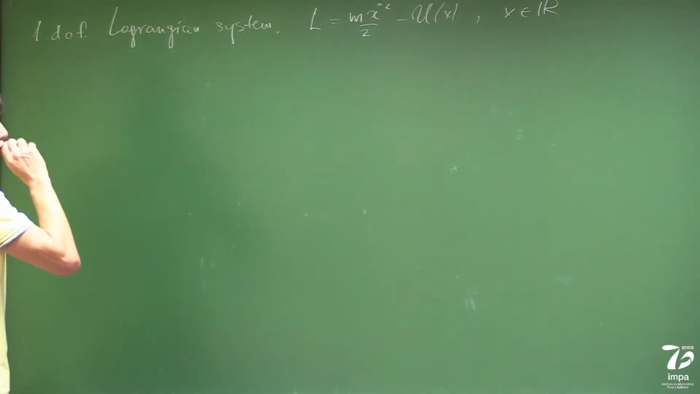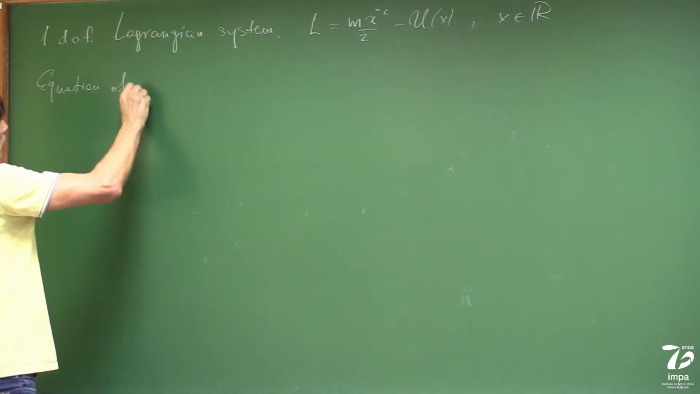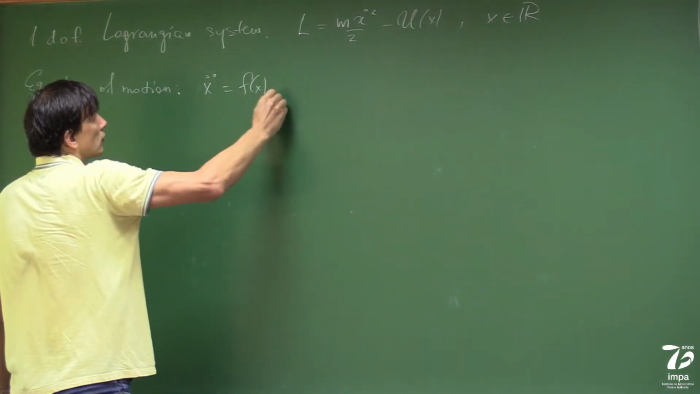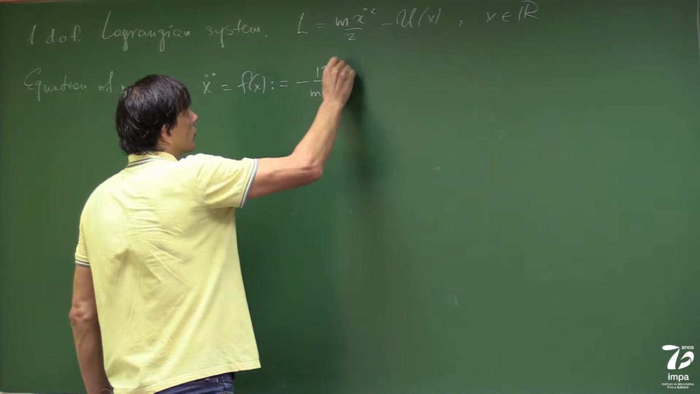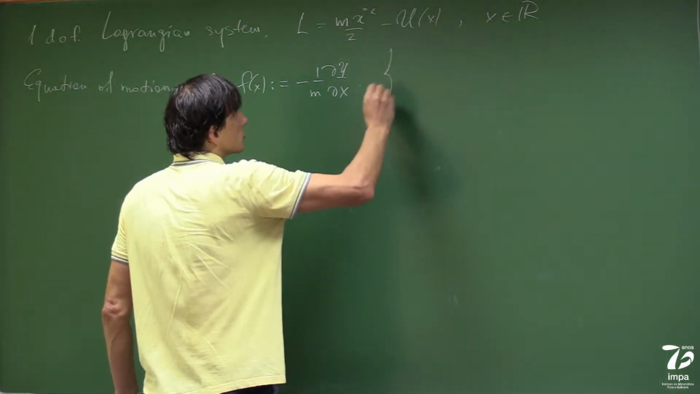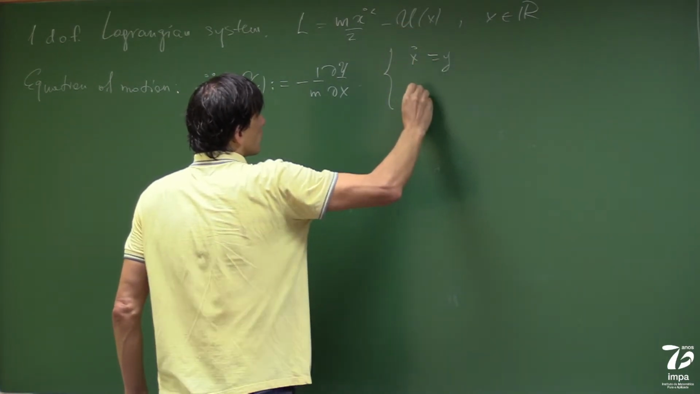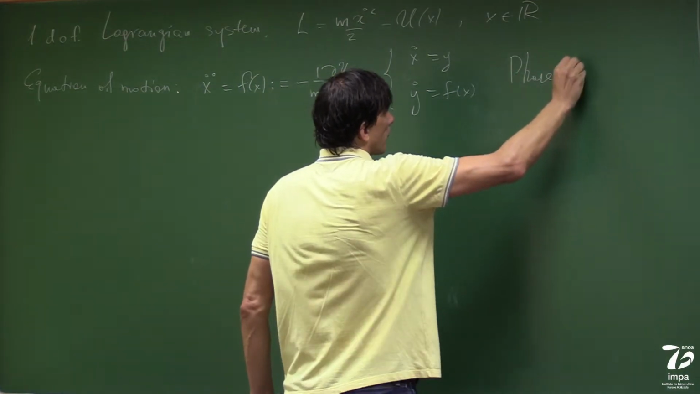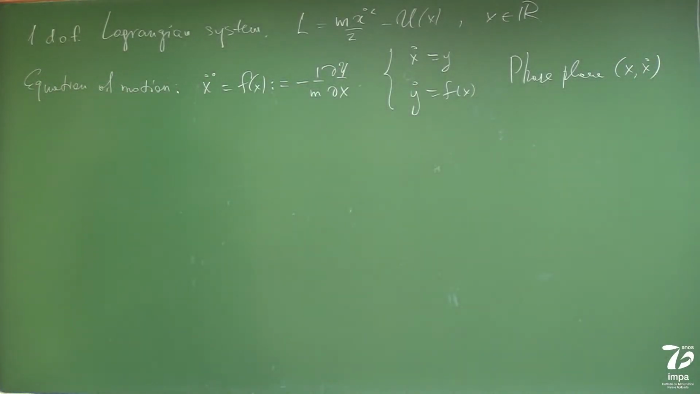First of all, the equation of motion was reduced to the form x double dot equals f of x, where f of x is minus 1 over m du dx. And this system can be described as a first order system, x dot equals y, y dot equals f of x, right? So that's on a phase plane, xy or x x dot. So this is what we did.